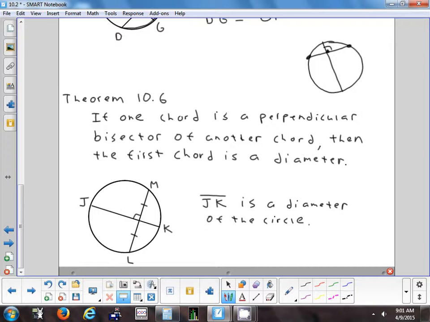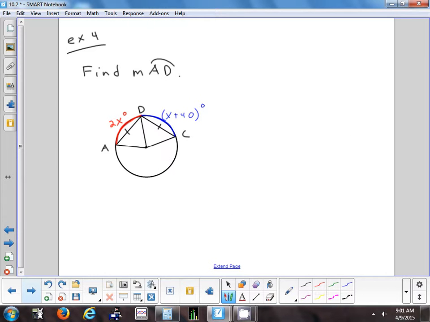Let's say you had a really big circle, and you wanted to figure out perfectly accurately where the center was. Using this theorem, you can do that. I mean, let's say you had a huge circle, like 1,000 feet across. You could find the exact center using this theorem. All right, let's try an example here.